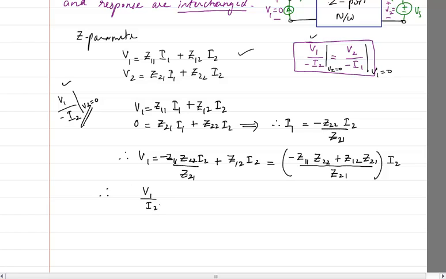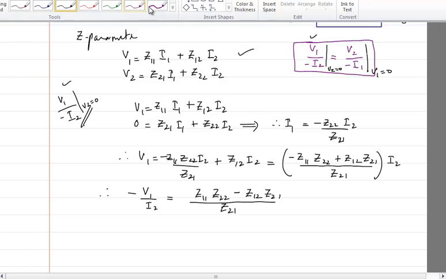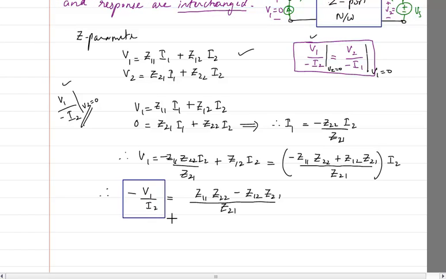Okay, therefore V1 by I2, V1 by I2 I will directly get minus Z11 Z22 plus Z12 Z21 divided by Z21, and if I am trying to take the minus of this, then this will become plus and the second value will become minus. So that, let me write, this is going to be minus. So this is the first value that I have found out with the condition that I am taking V2 is equal to 0 from this equation. See, from this equation only we have got it. So the left hand side we have got.